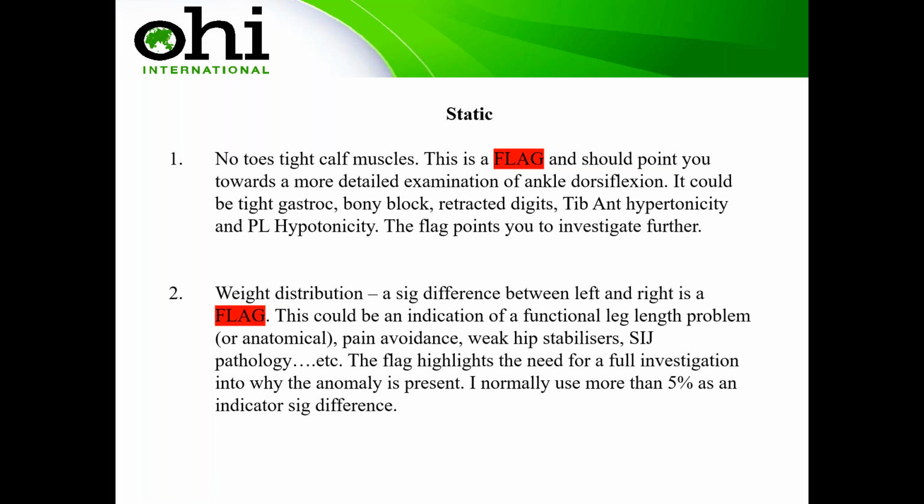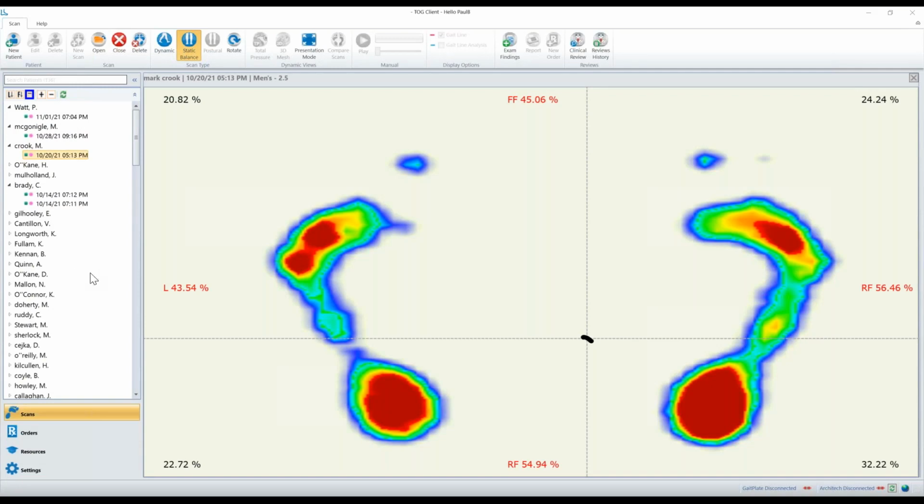What I'm going to do now is switch to the GaitScan. Okay, so now you should be able to see the GaitScan. So this is a typical static scan. What we're looking at here is something that is very underutilized within GaitScan. We use GaitScan a lot. We use the dynamic scan. We move straight to orthotics.